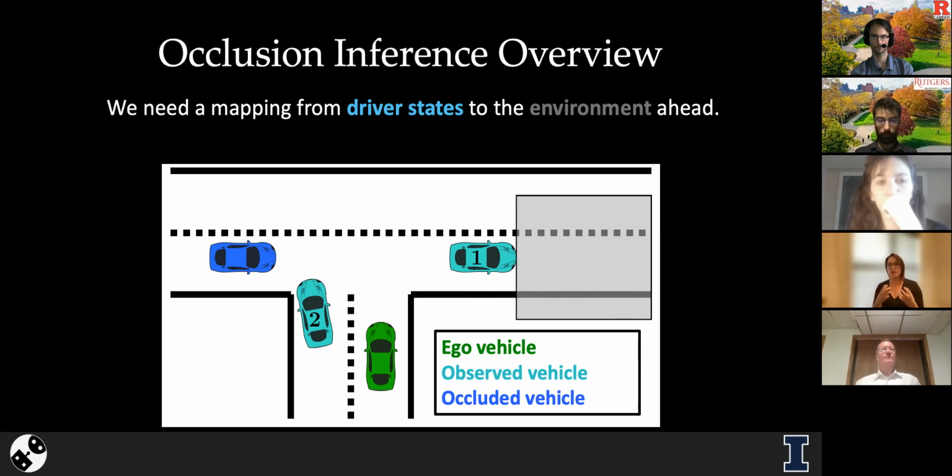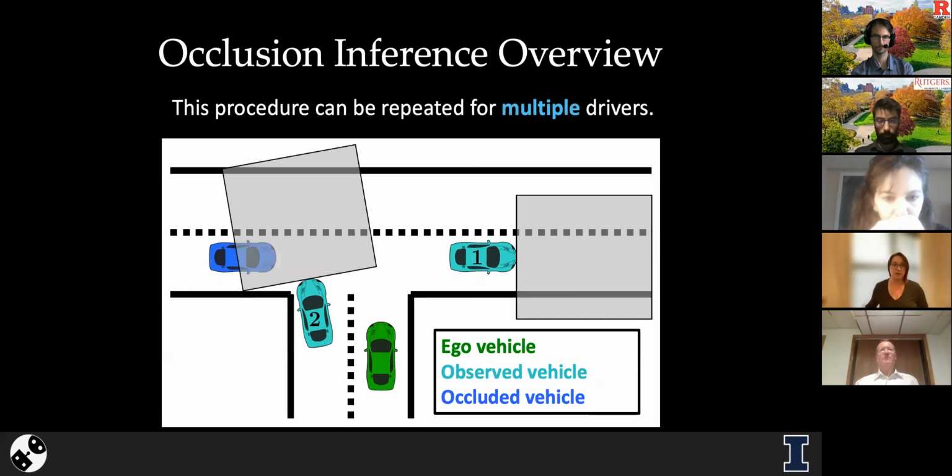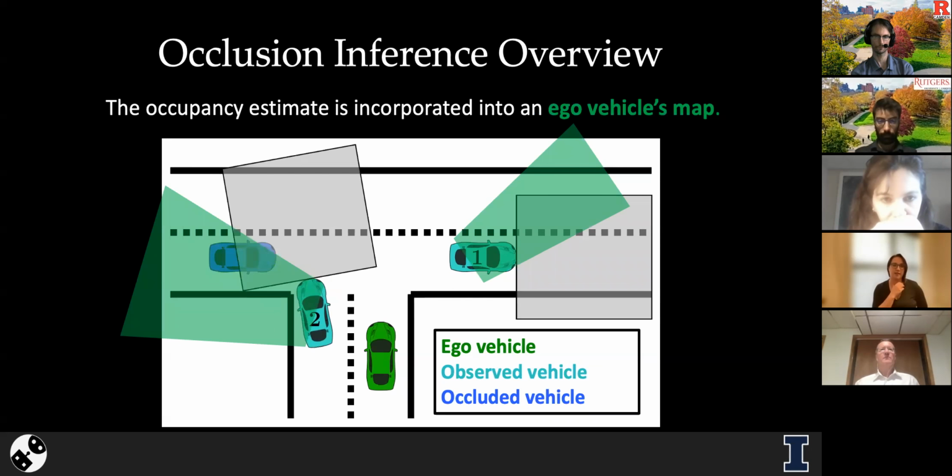So again, we're really trying to think about what is causing the observations that we're seeing in the drivers that we can observe. We do this for all different drivers. And again, hopefully this can help us infer some of these occluded regions here. As I mentioned, we used a CVAE.